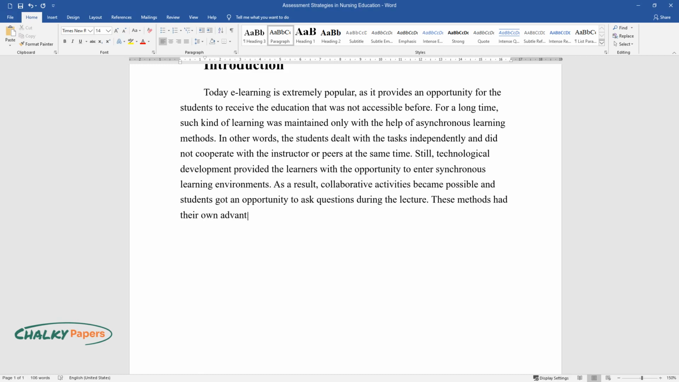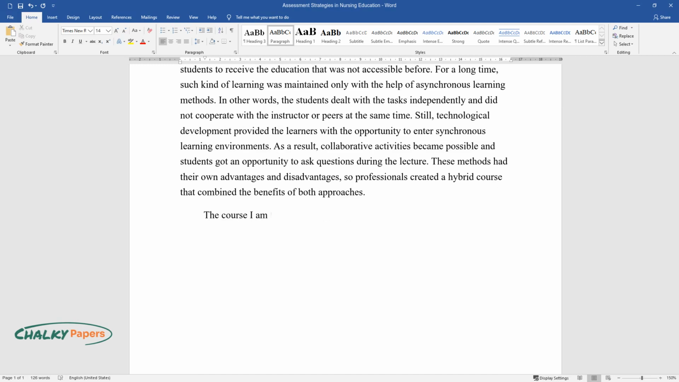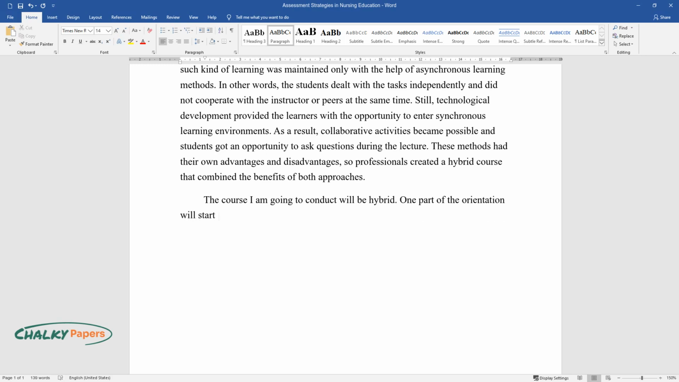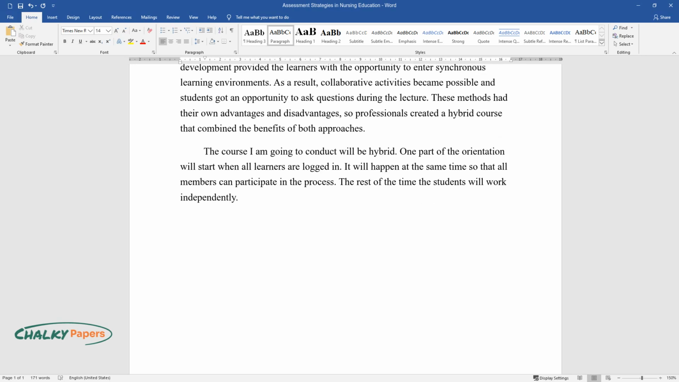These methods had their own advantages and disadvantages, so professionals created a hybrid course that combined the benefits of both approaches. The course I am going to conduct will be hybrid. One part of the orientation will start when all learners are logged in. It will happen at the same time so that all members can participate in the process. The rest of the time the students will work independently.